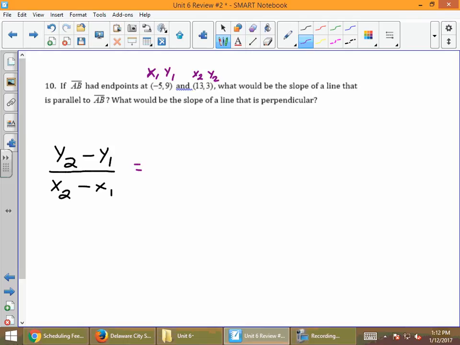So we plug that in, what's the top going to look like? Yep, 3 minus 9, very good. What's the bottom going to look like? 13 plus 5, very good, because you have the double negative. It's 13 minus -5. That turns to a positive. So clean it up, what's 3 minus 9? -6. What is 13 plus 5? 18. What must we always do with fractions? Yeah, let's simplify down to -1/3. So that's the slope of AB.